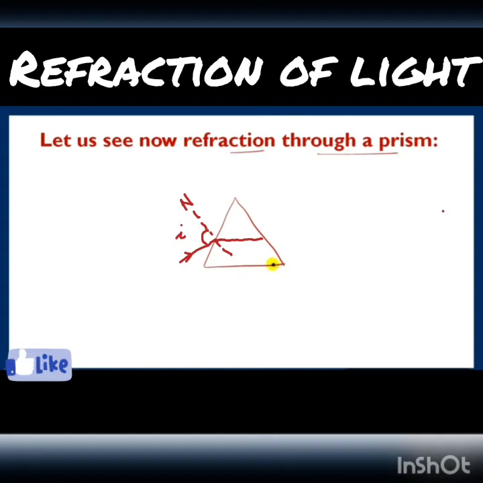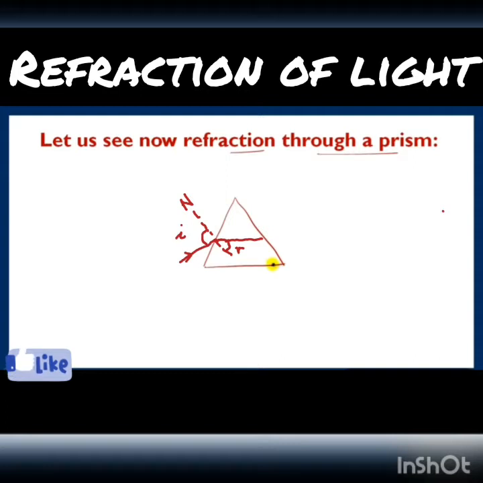Now this angle, which is the angle between the normal and the refracted ray, is called the angle of refraction.